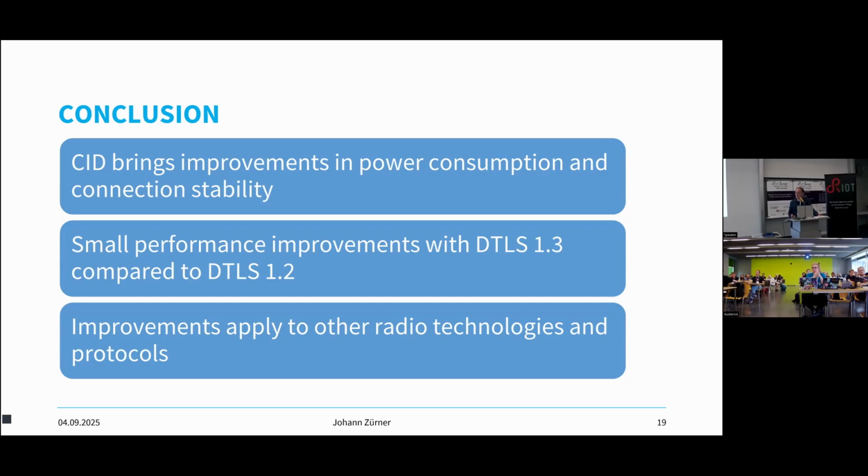So basically you want to keep your connection active even if there are IP address changes, and maybe save a little power in the process as well. Okay, that concludes my presentation.